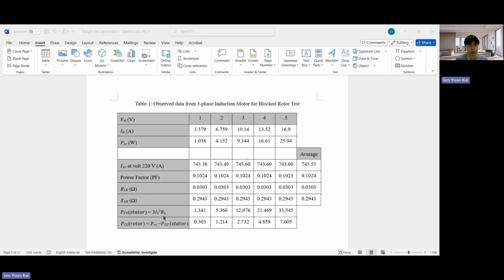After we substitute into this formula, we get the values for these 5 different cases. Then the PCU rotor is determined by this formula, which is the P short circuit minus PCU stator, and we will get the answer like this. So this is the result from test 2. That's all from me. Thank you.